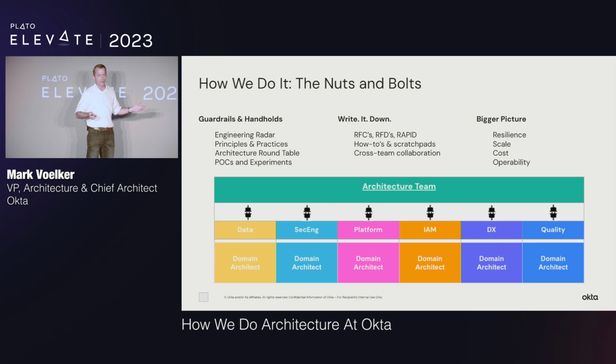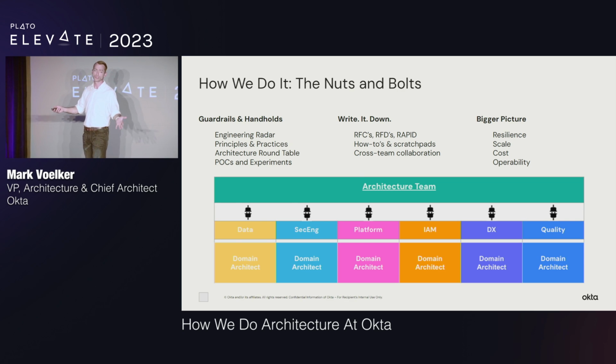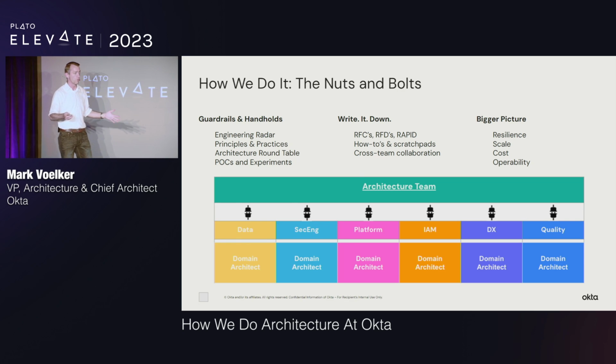We have RFCs and RFDs for sort of bigger projects, and we have what we call Rapid. It's a model from Bain Consulting for everyday decisions, right? But on top of that, we also do less formal writing. All my architects are tasked with writing down how they did things, how they approached things. Literally, they have to show their work, right?